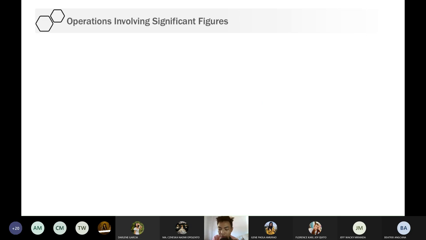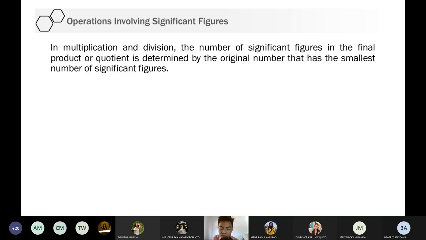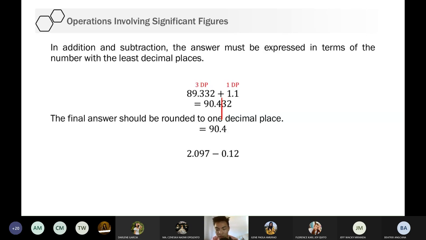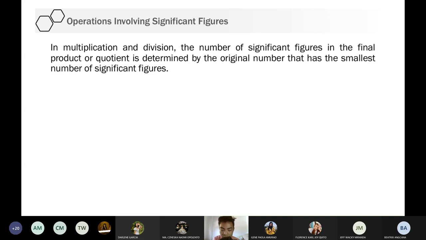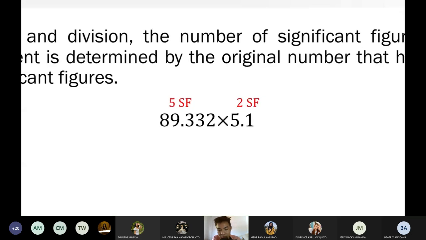For multiplication and division, you check the sig figs naman. Okay, so again, for addition and subtraction, least decimal places. For multiplication and division, you check the sig figs. Okay, you check the significant figures. Okay, so the one with the least significant figures must be followed. Okay, so let's have these examples here.